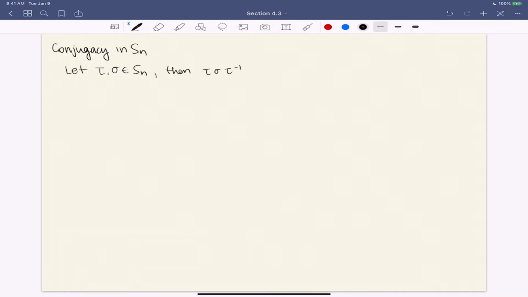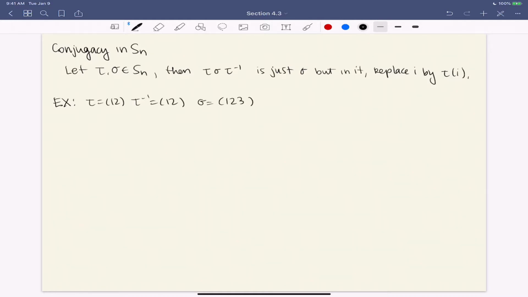if I conjugate sigma by tau, like in words, this element is just sigma, but in it I replace i by tau of i. Okay, so maybe this is weird, so I'll just do a really simple example. Say I take tau to be (1 2), so in particular tau inverse is also (1 2), and I take sigma to be the cycle (1 2 3). Then tau sigma tau inverse, or (1 2)(1 2 3)(1 2), well, that's just sigma, okay, so it's going to be a 3-cycle.